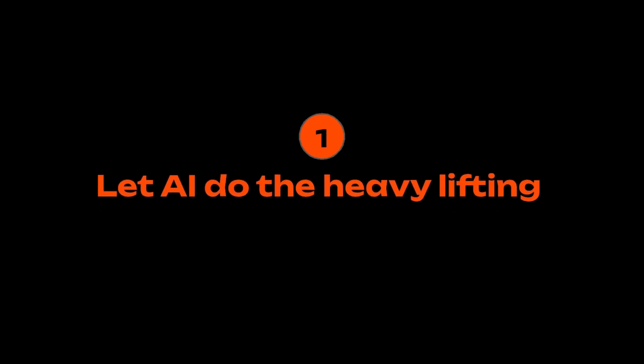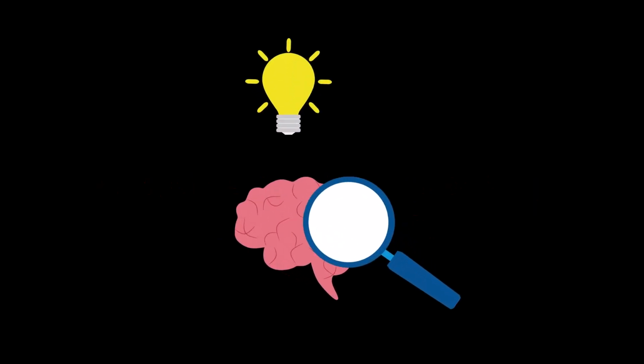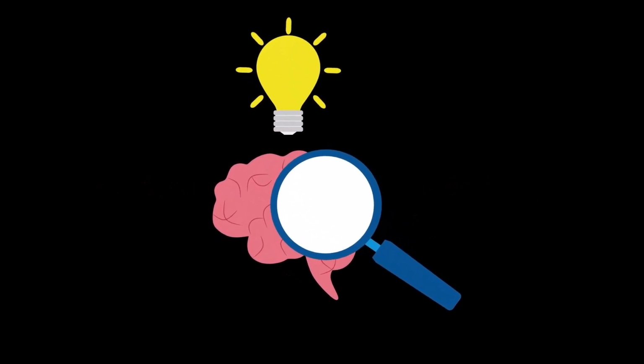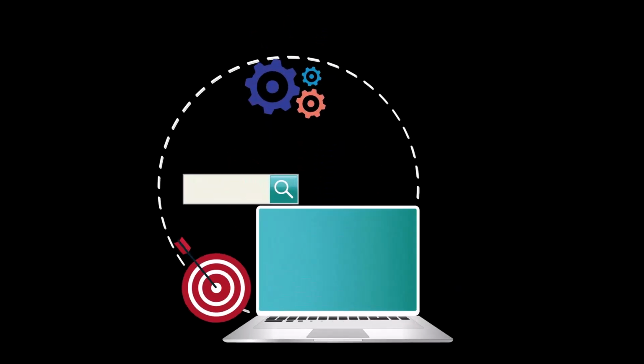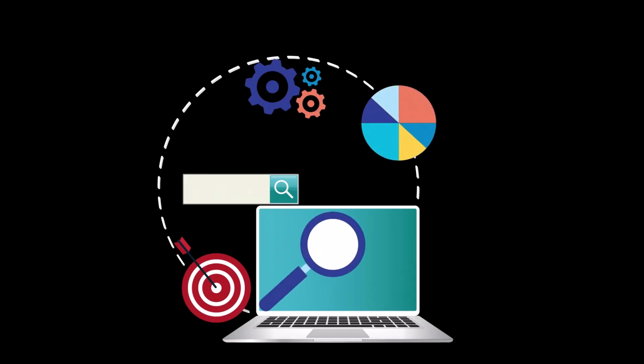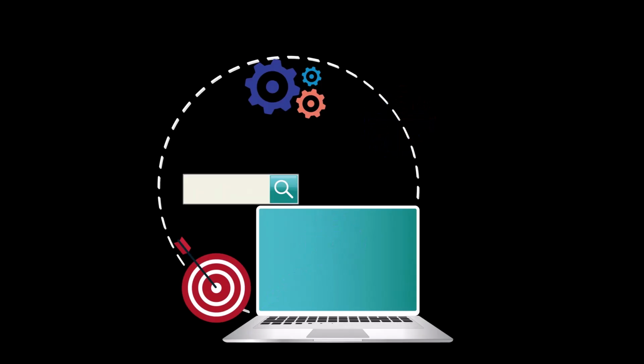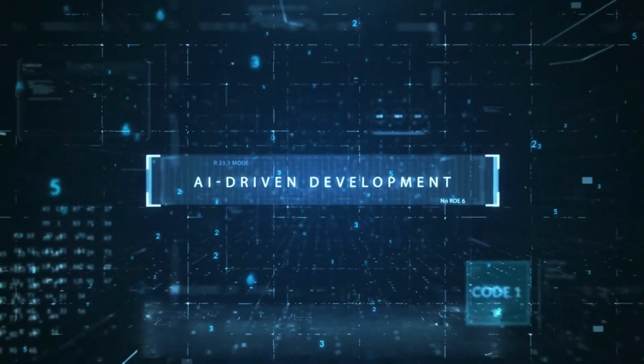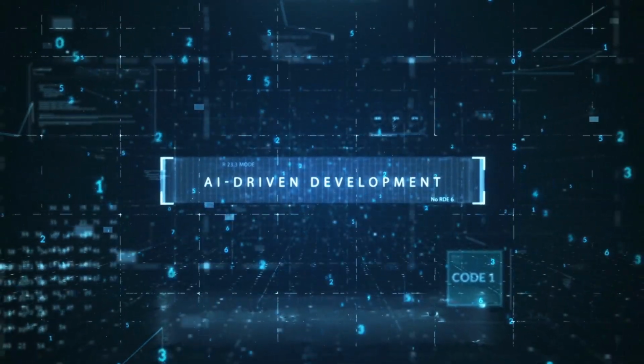Number 1, let AI do the heavy lifting for your research. One of the biggest time drains when creating digital products is research. Years ago, you would spend hours searching websites, reading articles, taking notes, organizing information, and trying to figure out where to start. Today, AI tools can help organize information much faster.